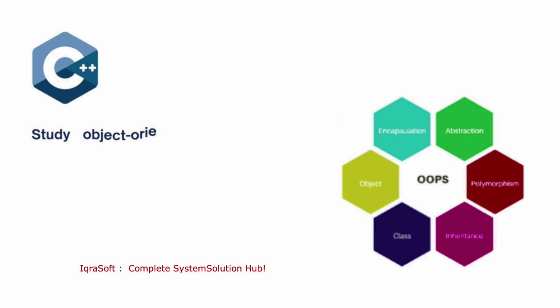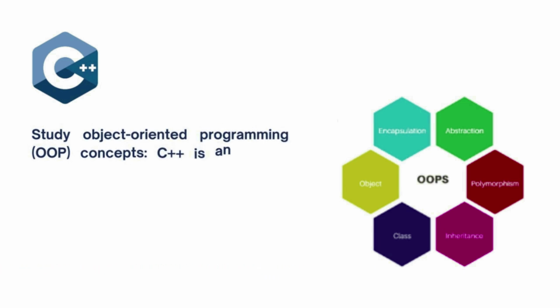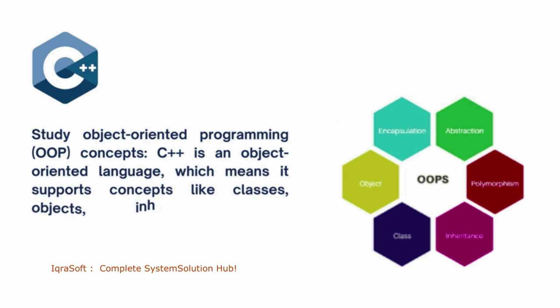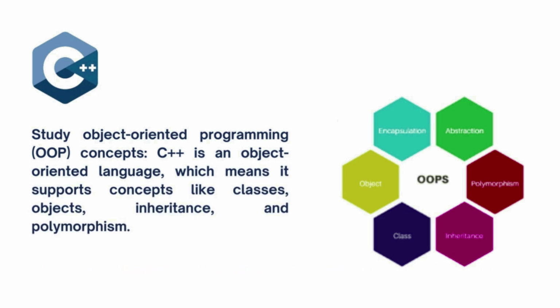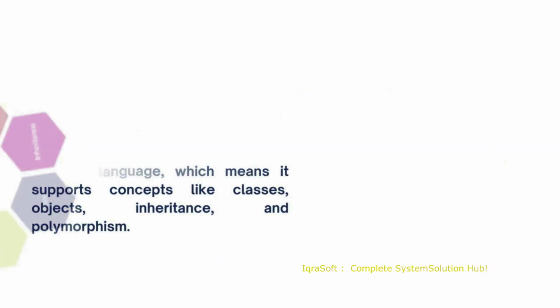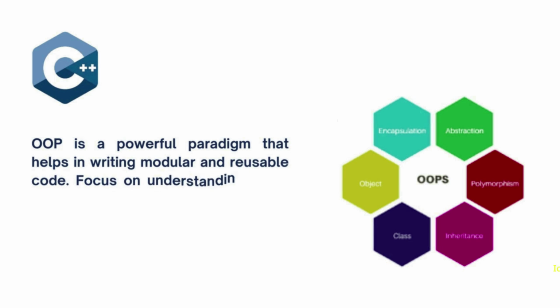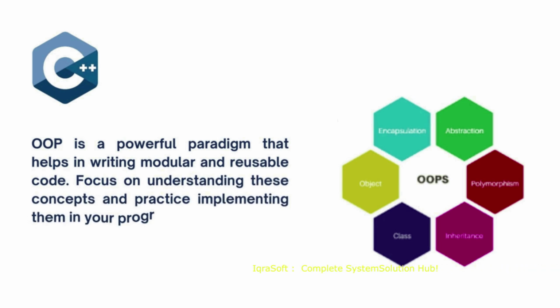Number 4. Study object-oriented programming, OOP, concepts. C++ is an object-oriented language, which means it supports concepts like classes, objects, inheritance, and polymorphism. OOP is a powerful paradigm that helps in writing modular and reusable code. Focus on understanding these concepts and practice implementing them in your programs.